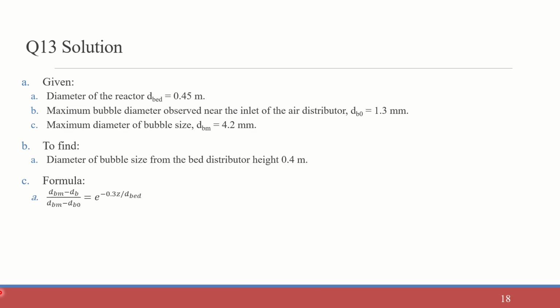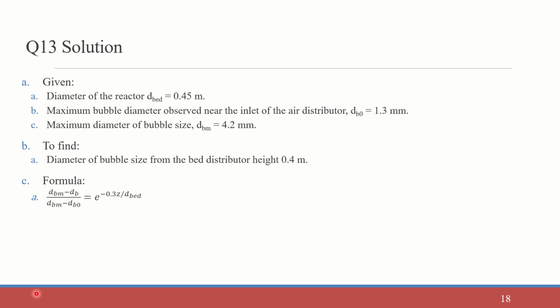The formula is (dBm minus dB) divided by (dBm minus dB naught) is equal to e to the power of minus 0.3 Z by D bed. Here dBm is the maximum bubble diameter, dB is the diameter of the bubble which we need to find, and dB naught is the initial bubble diameter near the inlet of the orifice.